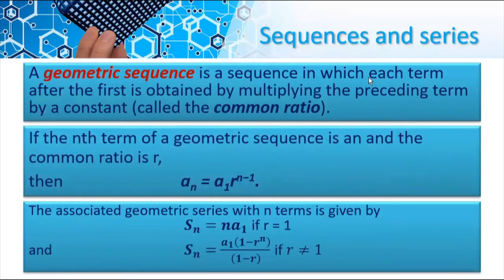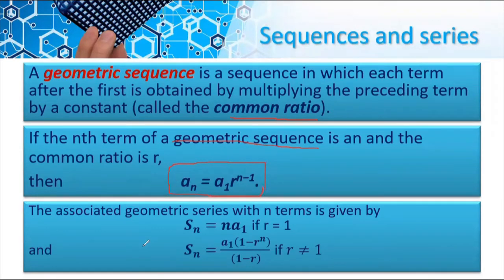Geometric sequence is a sequence in which each term after the first is obtained by multiplying. Yan, yung kanina, adding. Ngayon naman, multiplying the preceding term. Kaya constant. So, yung constant na yun, tinatawag naman siyang common ratio. At yung common ratio ay in the form of, so yung nakikita nyo ngayon, ito yung ating geometric sequence. A sub n is equal to the first term, a sub 1, times the common ratio raised to the number of term minus 1. Ito ngayon ang kanyang magiging geometric sequence.